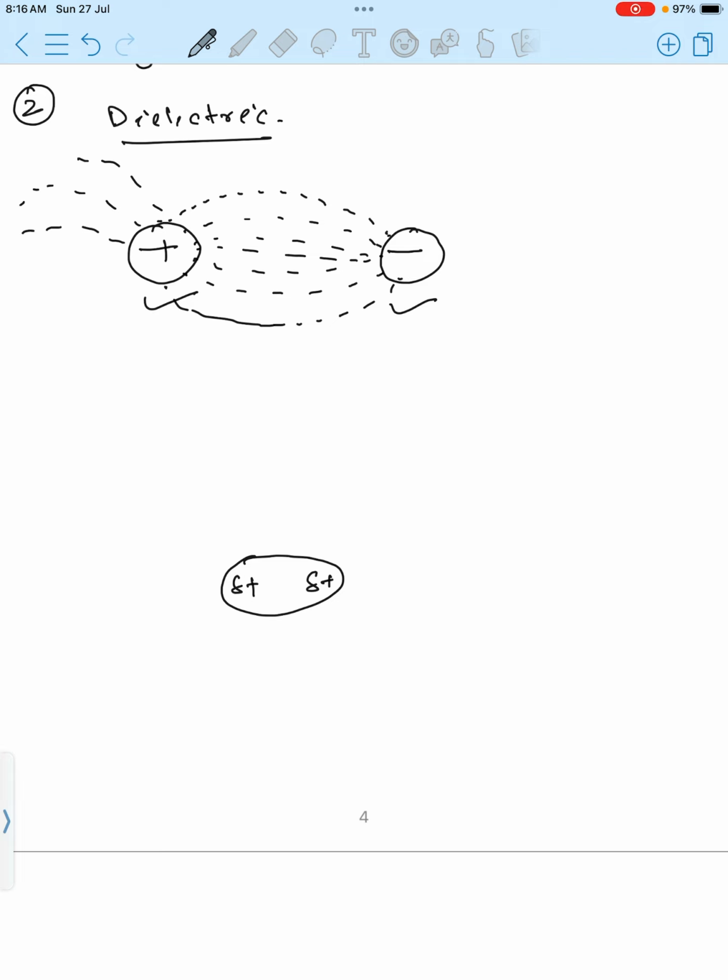Similarly, these are electric lines of forces. And these are nothing but the electric field, the area of influence of that particular ion. This is electric field. Now let us say this ion is entering in between the cation and anions.